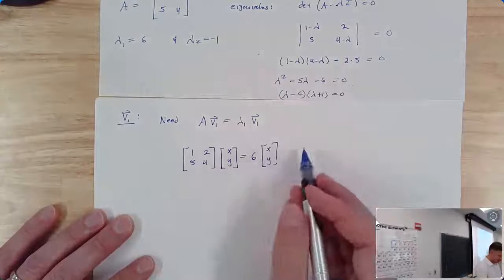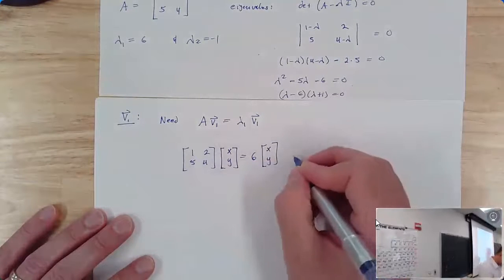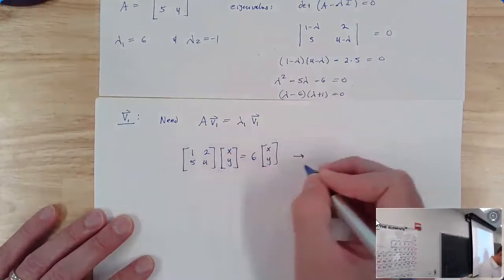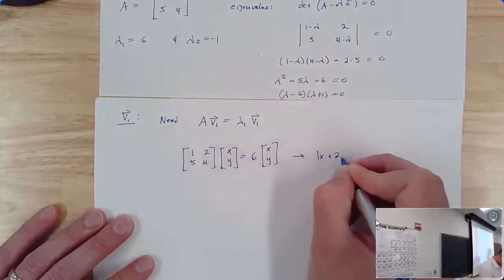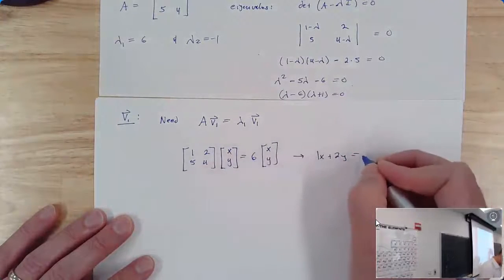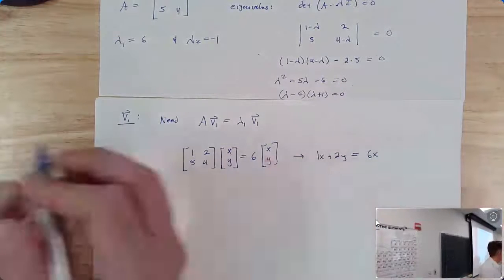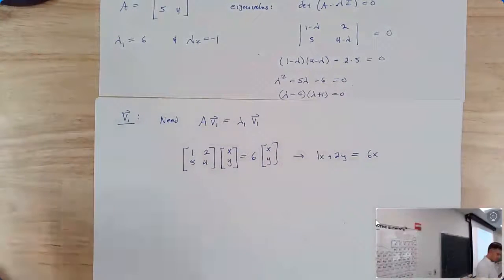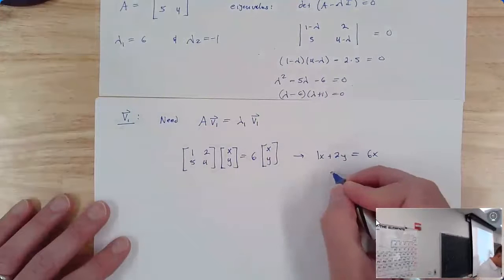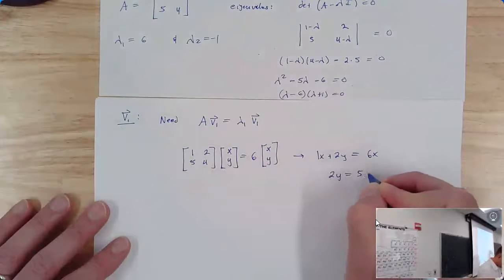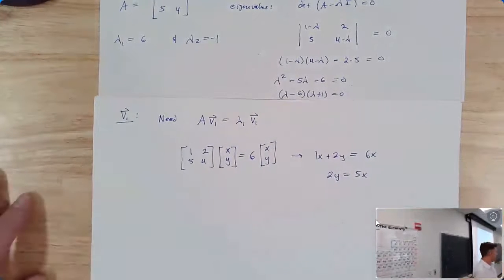So I'm going to use the first row's worth of equations and get 1 times x plus 2 times y equals 6 times x. You could also use the second row. It'll work out just fine. Isolating y, 2y equals 5x. And I would probably stop there.